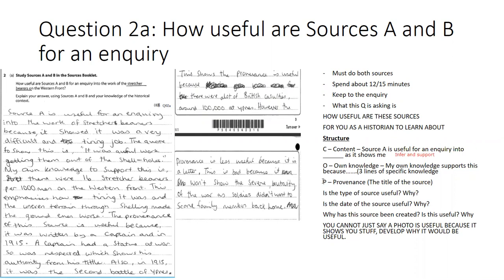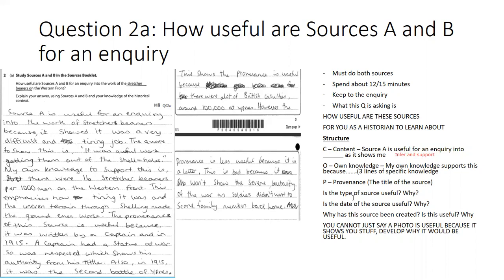The one that people tend to stumble on is the provenance. Now, the provenance is the title of the source. So you might have a diary entry written by Captain John Smith, who was writing on the front line in 1915. You need to assess how useful that is. Okay? So there's 3 key questions that I think will really benefit.